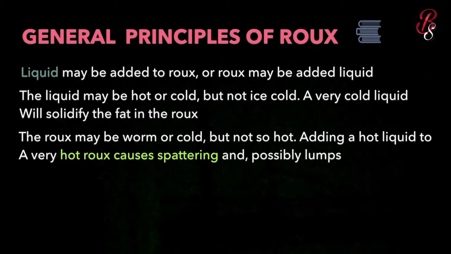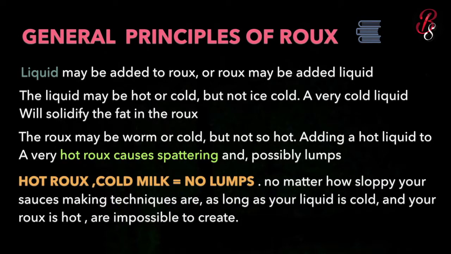So exactly what it says, I'm not supposed to explain more than this. Very simple words: you can easily understand that adding a hot liquid to a hot ROUX causes splattering, and possibly it will give you lumps, and we don't want lumps, right? And here the main important principle for ROUX is hot ROUX and cold milk equals no lumps. So this is what the logic is all about. If the ROUX is hot, then the milk must be cold, not ice cold, right? It's just room temperature or somewhere in the middle.